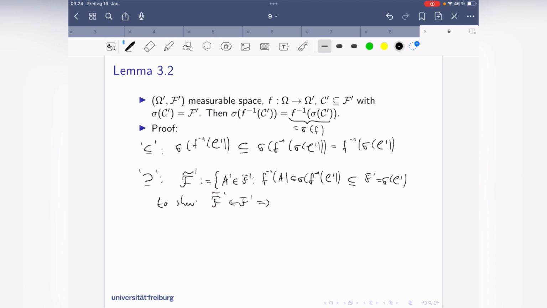And then all members in F' have the property that this here holds, which means that, okay, sigma of f is a subset of or equal to sigma of f to the minus 1 of C'. Which means, well, this here is a subset of this here, and sigma of f is this here. Okay, then I have it. So I need to show that F' tilde equals F'. Then I'm done.